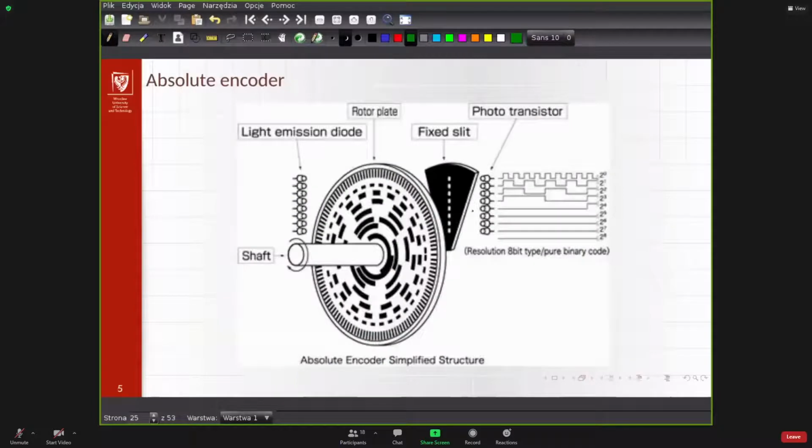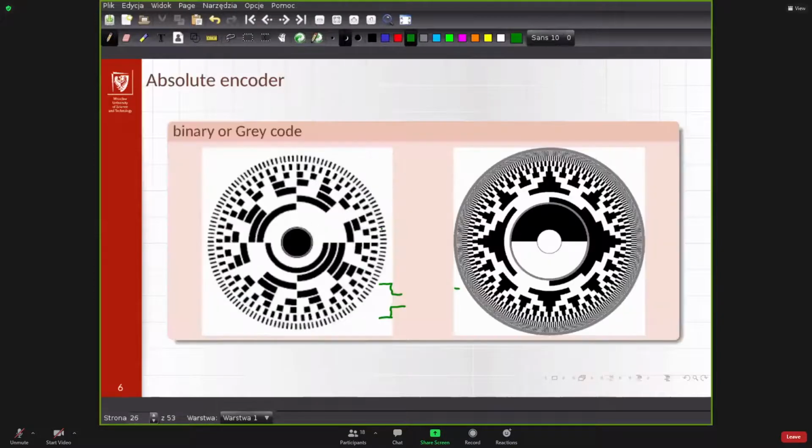One more thing, if you think about the linear encoder of that type, it's simply the same code, but put on a line, not on the rotor. So you have the same features. Again, you can use the binary code or gray code, just on straight lines.